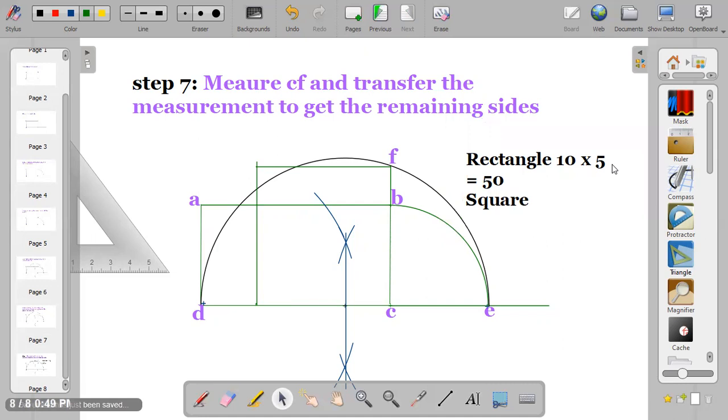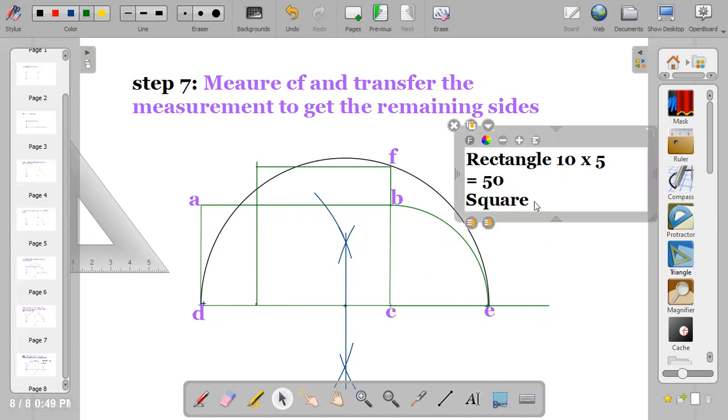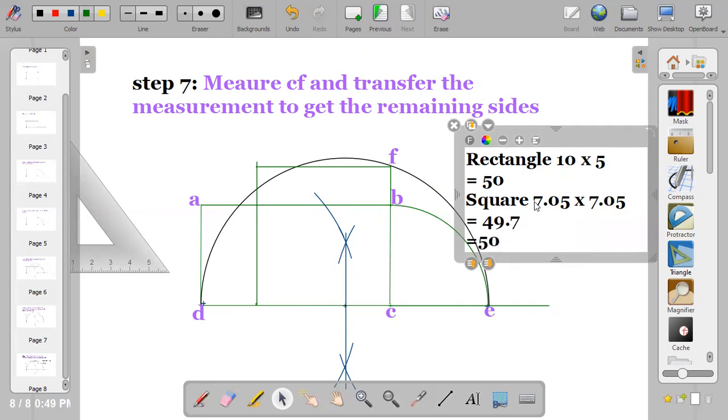we have one of the sides as 7.05. So multiply it by 7.05. We'll have 49.7. Approximately, we have 50. So this is how to construct a square with a given rectangle that is equal in area.